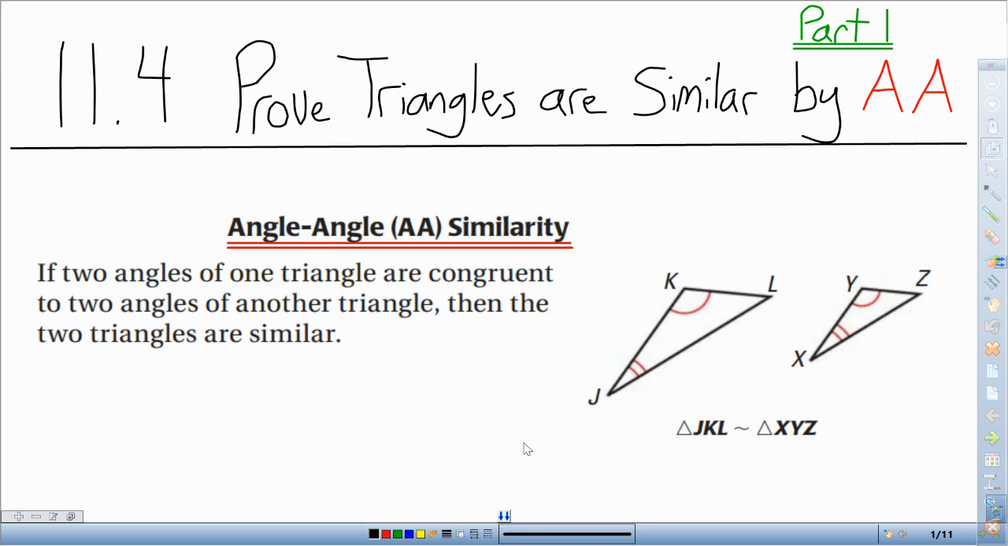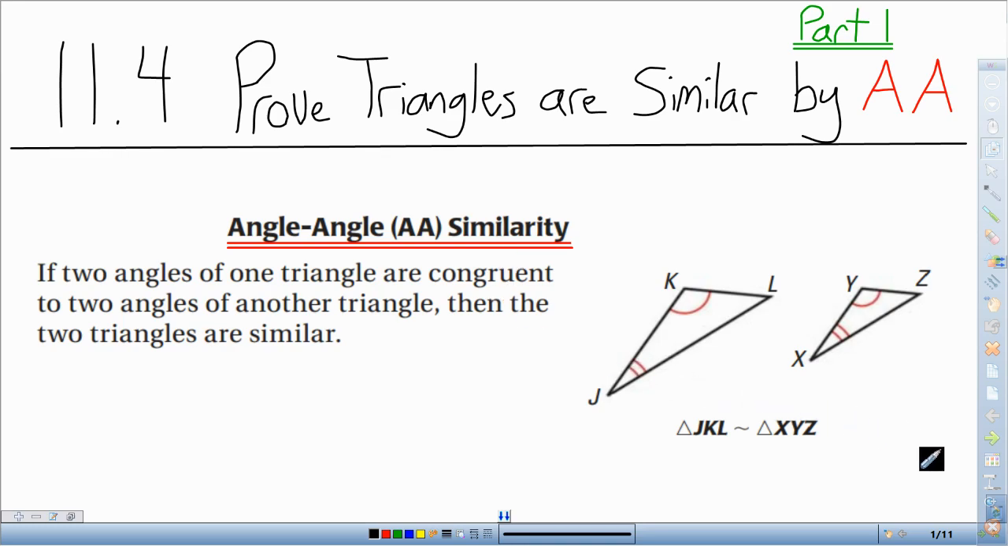Okay, so 11.4 has two parts, and really it's broken down to where there are three different similarity theorems that we're going to be learning. Today we're just going to be learning one, in the following lesson we're going to be learning the other two. Today is called angle-angle similarity. Before I get into it, the purpose of this is to determine whether two triangles are similar to one another. It's a shortcut to figuring out if they're similar.